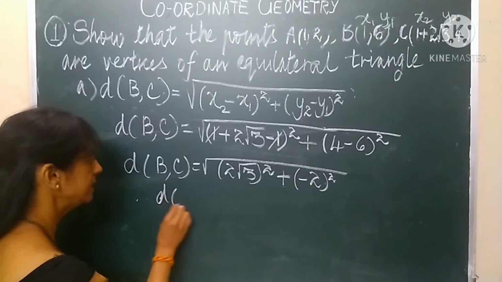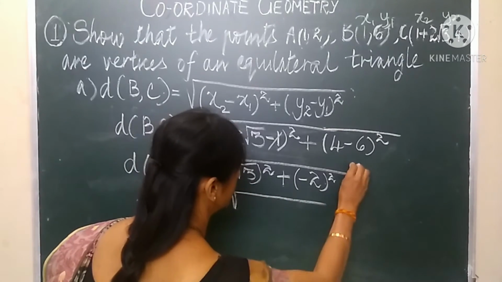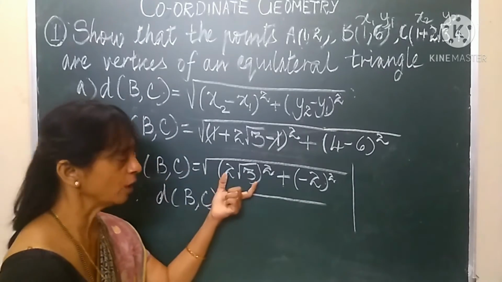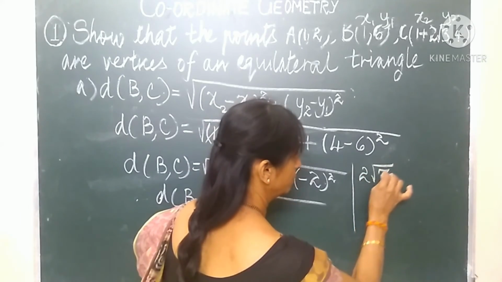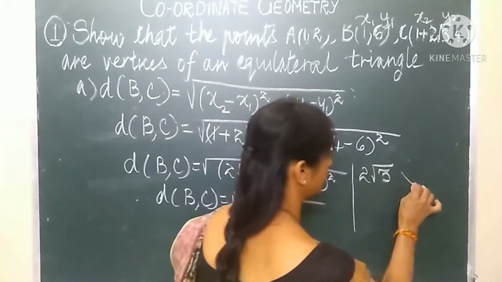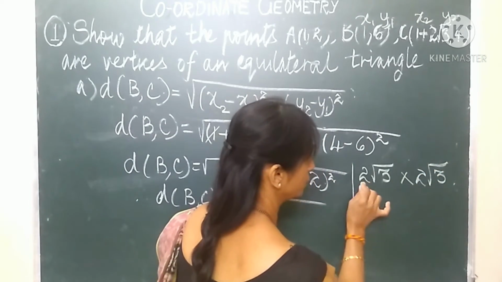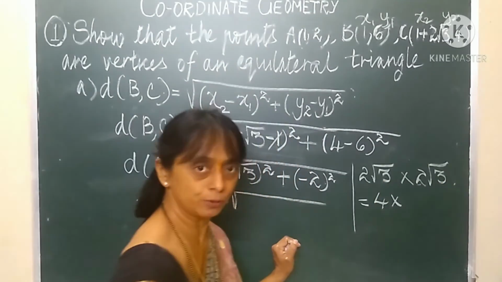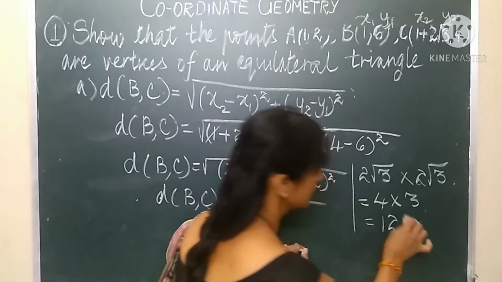Thus distance BC is equal to, now here, 2 root 3 the whole square. What is the answer? Let's find it out. So 2 root 3 the whole square will be 2 root 3 into 2 root 3. It is multiplied 2 times as it is squared. So 2 into 2 gives us 4, multiplied by root 3 into root 3 is 3. So the ultimate product is 12.